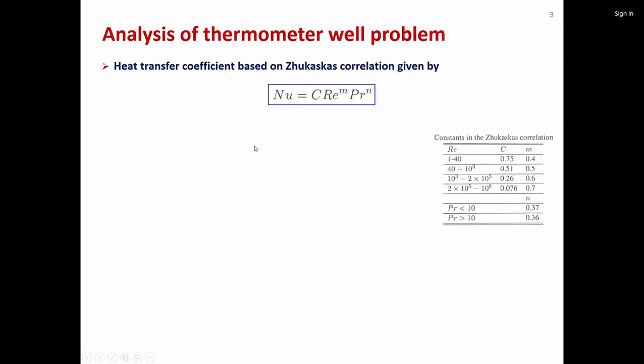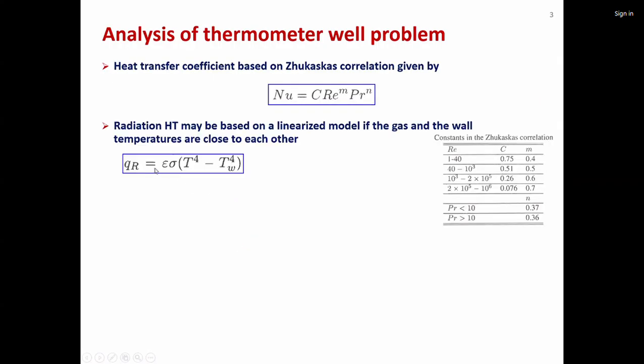the radiation heat transfer, which is epsilon, the emissivity, times the Stefan-Boltzmann constant sigma, into T to the power 4 minus T wall to the power 4. Basically, the temperature of the plug or the cavity minus the tube wall temperature to the power 4. So this is a fourth order term in temperature that you want to measure.